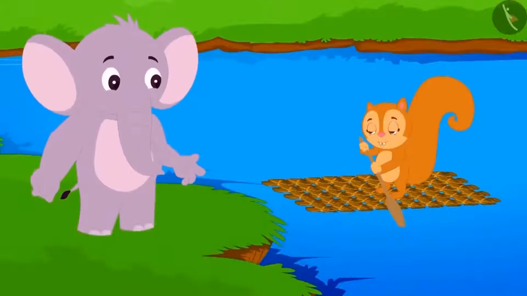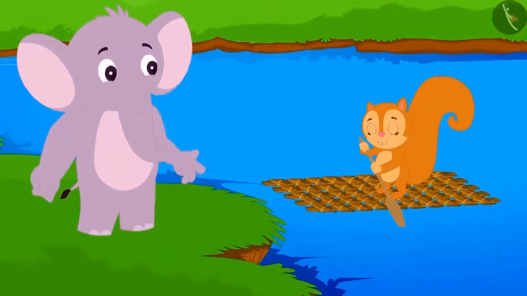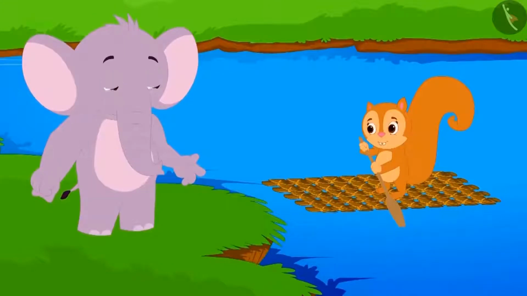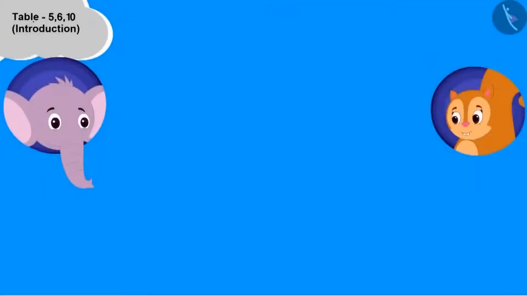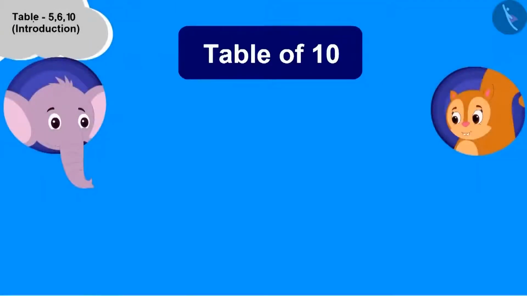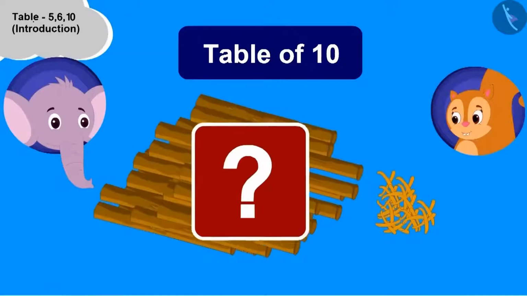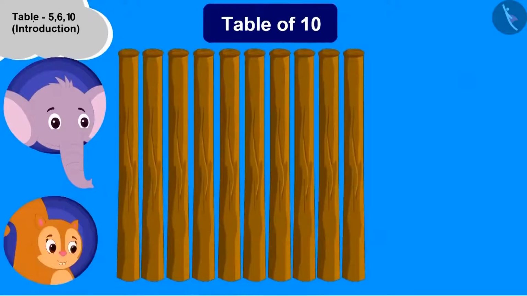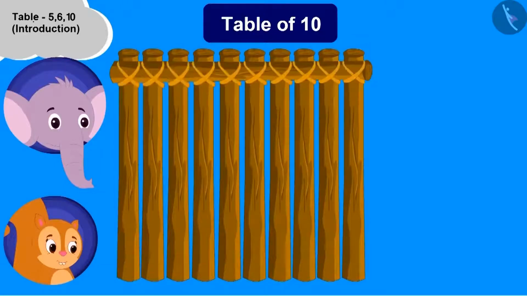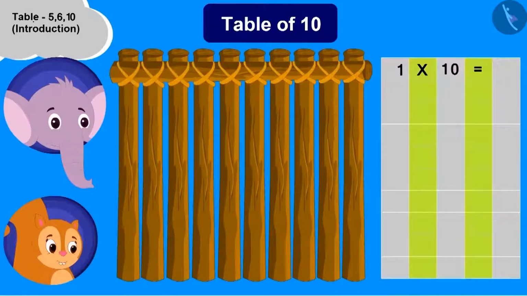Appu saw her sailing in her boat on the river. He asked Chanda to teach him to make the boat and the table of 10. Children, to teach Appu the table of 10, how many sticks should Chanda use? 10. Now what should we do to start building the boat and the table of 10? We have to place one wood horizontally. Now, how much is 1 multiplied with 10? 10.